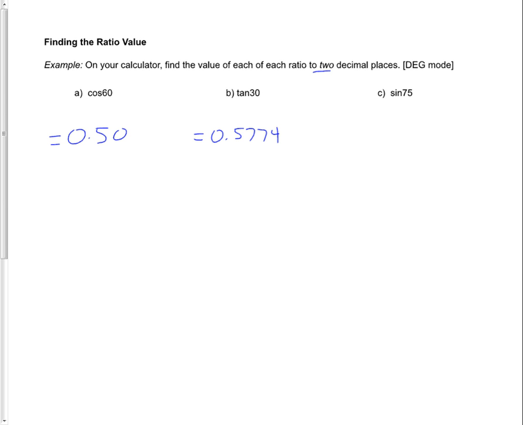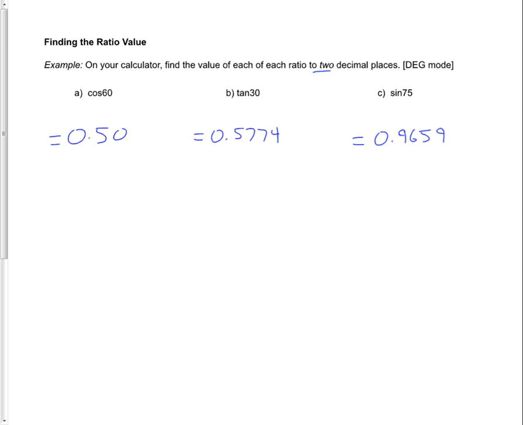Lastly, I want to figure out what sine of 75 is equal to. So in my calculator, I click the sine button, and then I type in 75 and I hit equal. Again, I'm going to round this one to 4 decimal places because it'll be more accurate. So it's 0.9659.